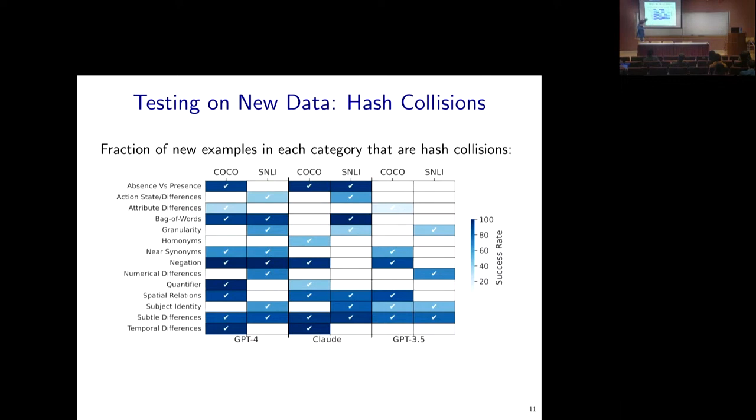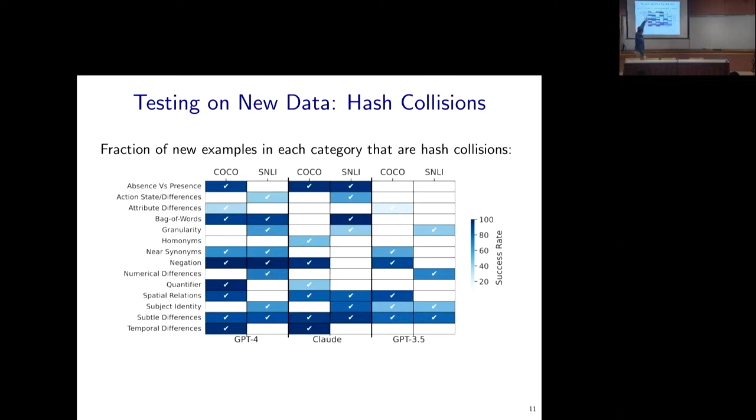As an example, this is saying that GPT-4 and Claude both generate temporal differences as a hypothesis, but GPT 3.5 does not. That's what this down here is saying. This is just the different failures. And then COCO and SNLI are two different datasets of image descriptions that we use to do the initial scraping of hash collisions. This is trying to get a sense of how much the initial corpus affects what hypotheses you get out. And in fact, it seems to affect it somewhat.